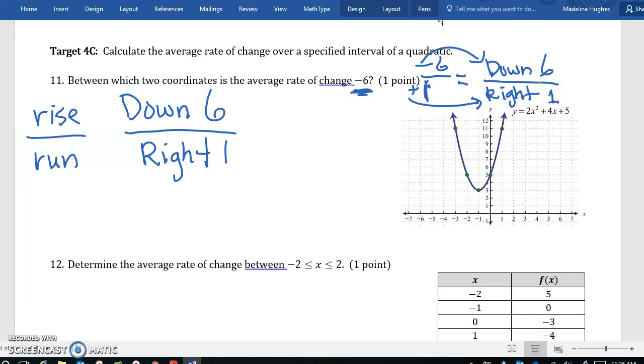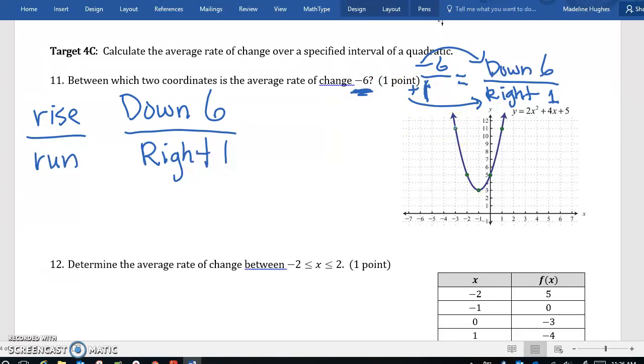Okay, so then what I'm going to do is look at each point. I'm going to go to the first point, count how many down and over, second point, how many down and over, third point, up and over, up and over. I'm going to see which one of those, between which two coordinates, I'm going down 6 and right 1. We'll just start from the left and work to the right.